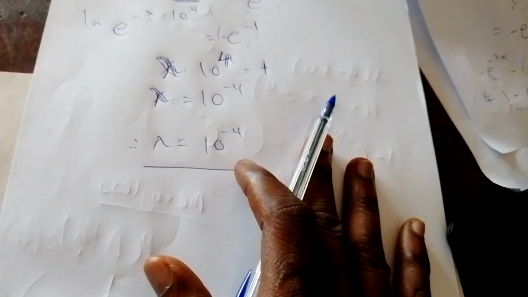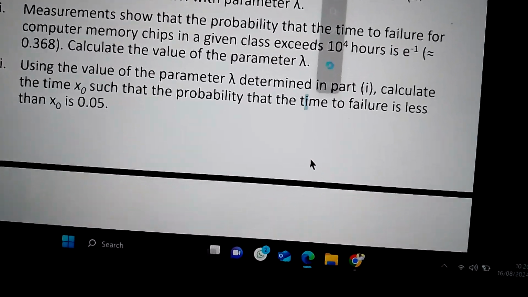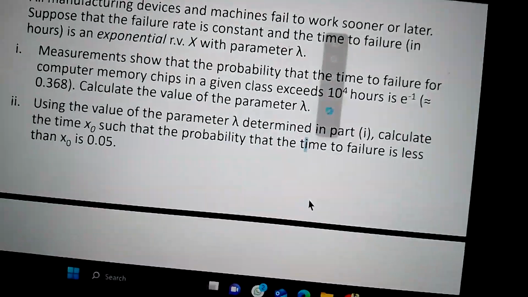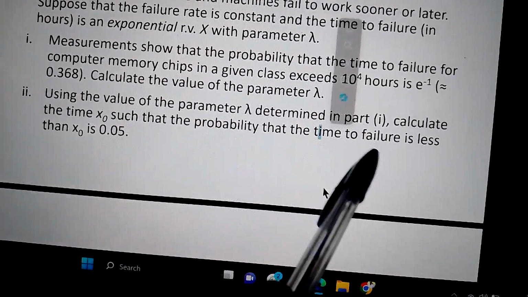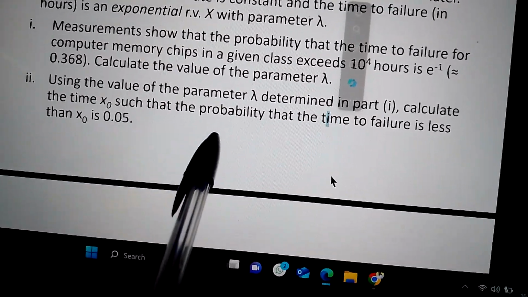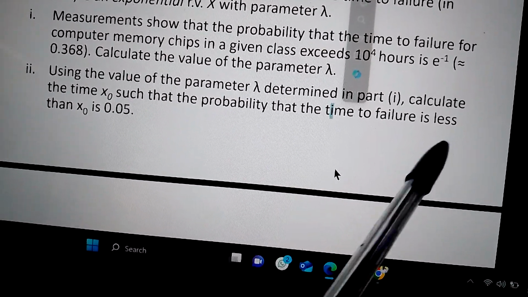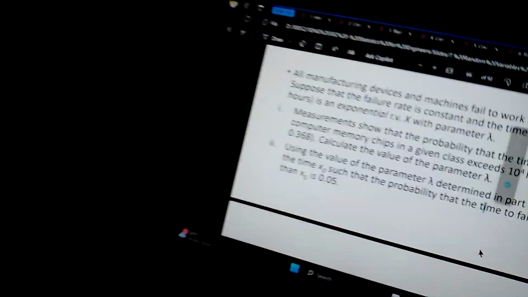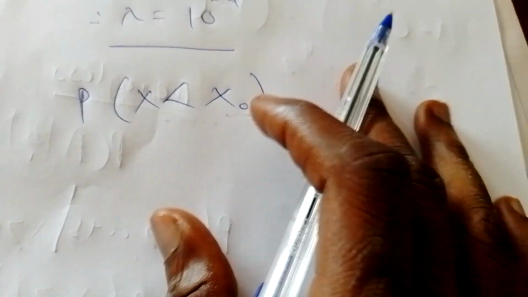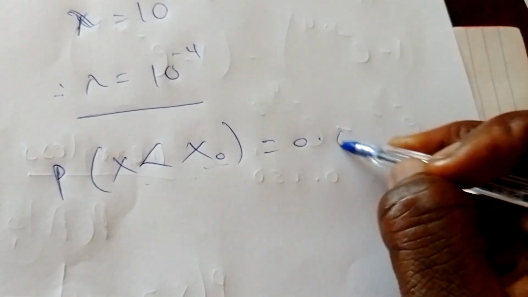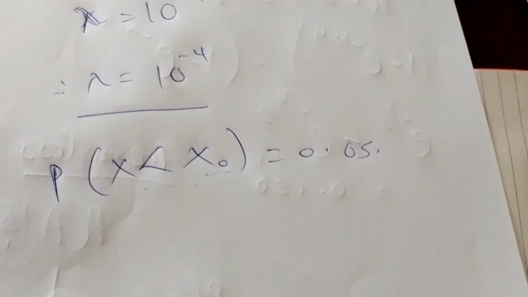Now with this in mind, we have found our lambda to be 10 power minus 4. The next part says: using the value of lambda determined in part one, determine the time x naught such that the probability that the time of failure is less than x naught is 0.05. So, in mathematical terms, that's what they are trying to say. Now, how do we work this?